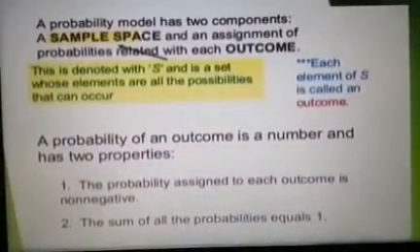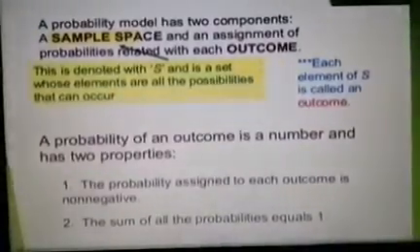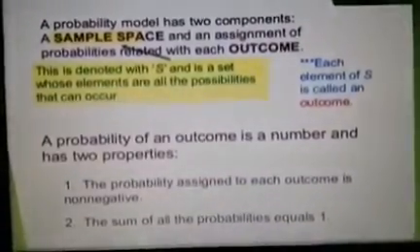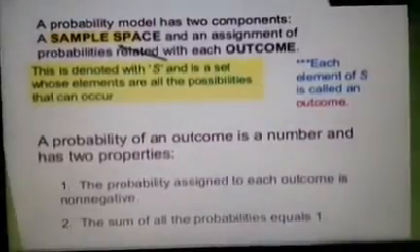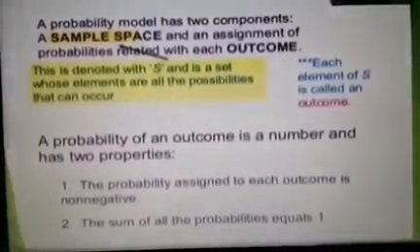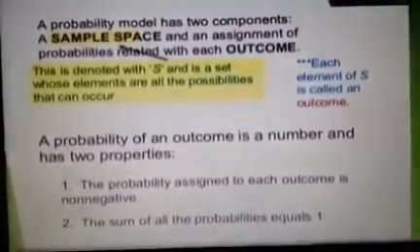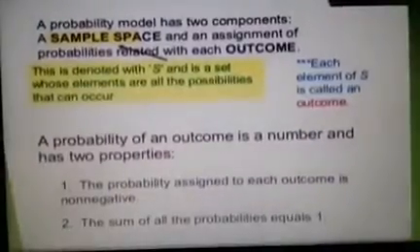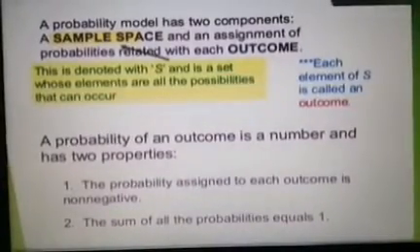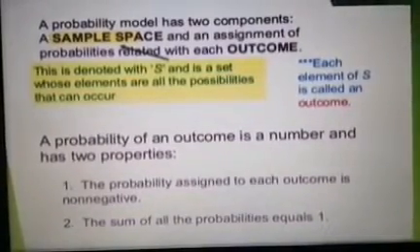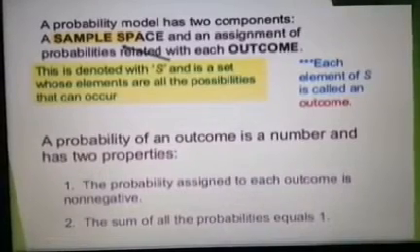So when you are collecting the data in one particular form, the possibilities that you are going to get, we call that a sample space. A probability model has two components: a sample space and an assignment of a probability related with each outcome. So always remember, the sample space is denoted by a capital letter.